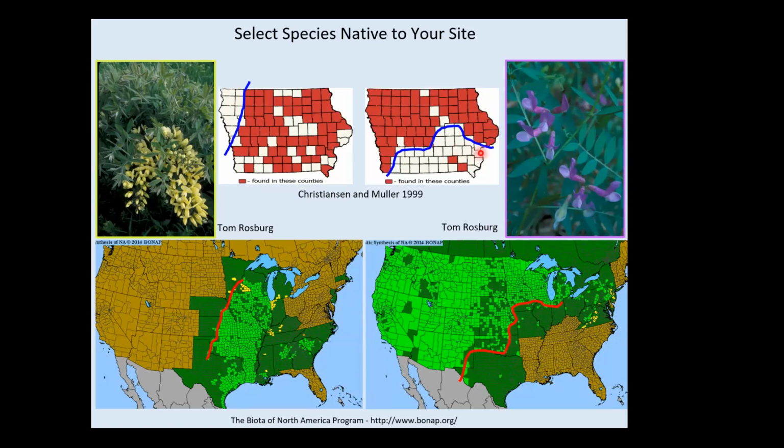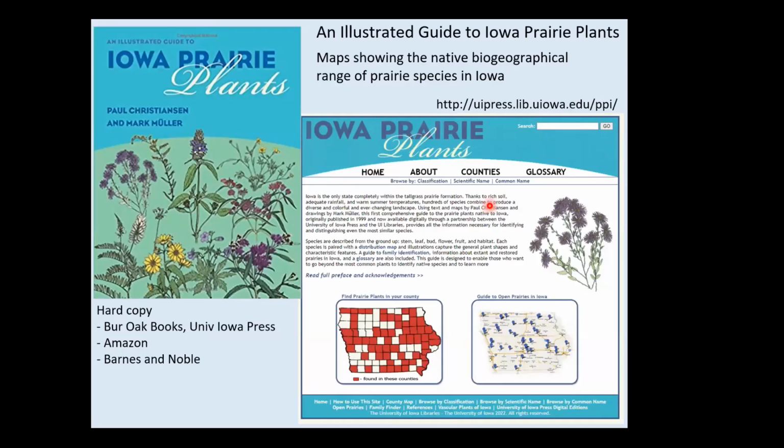So here's that resource, Iowa Prairie Plants. You can get a hard copy of this book at these sources right here. You can also see it online right here. I have found a few mistakes in the online version, and I have told the people at U of I Press about those, and they have fixed those. So that's good. I'm just saying it's possible that a mistake can happen. That's why maybe the hard copy would be better.